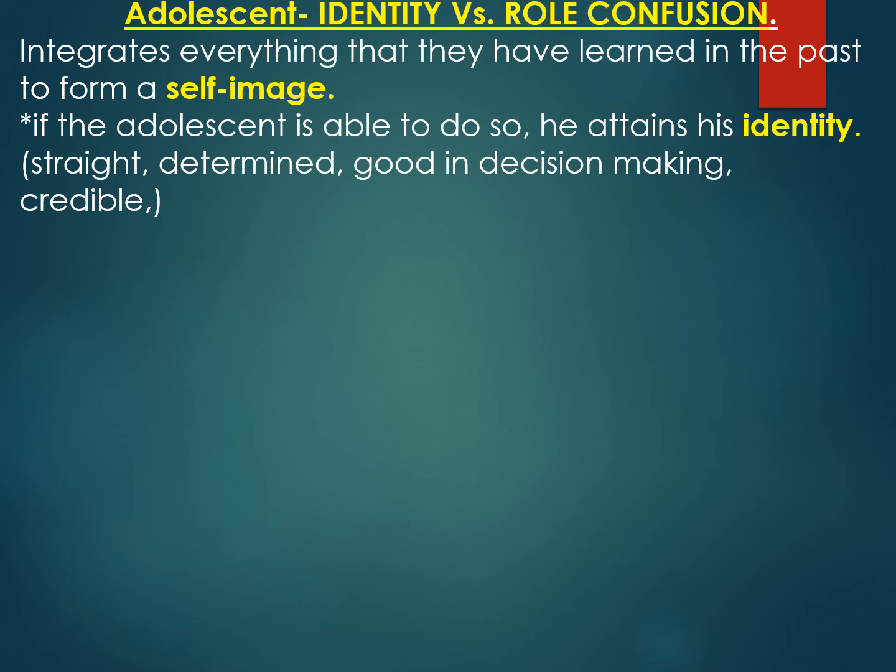Now, if the adolescent is able to do so, alam niya kung ano yung mga strengths and limitations niya, alam niya kung ano yung pag-uugali niya, he attains a sense of identity. He will become straight, he will become determined to do the things that he wants to do, he will be very good in decision-making. Bakit? Kasi nga, alam niya kung sino siya, alam niya kung anong gusto niyang maging because he has a sense of identity. And that person will also grow up to become credible. So that's what happens when identity is created by the adolescent.